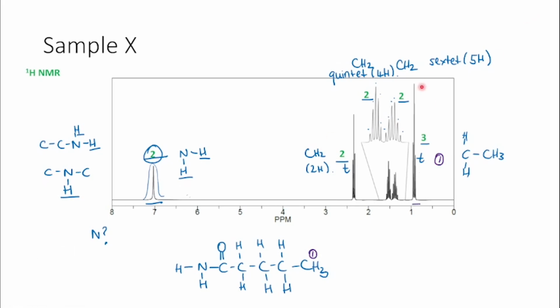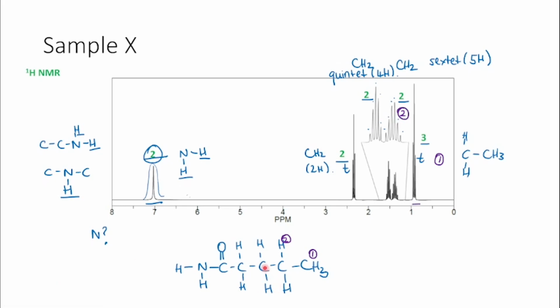Our next signal is this sextet, and it's a CH2 group next to 5 other protons. So we look at our 3 CH2 groups and we say which of them are next to 5 other protons. It will be this CH2 group here, which is next to 3 protons plus 2. So this would be signal number 2. And again, it's pretty upfield because it's not really next to anything electronegative.